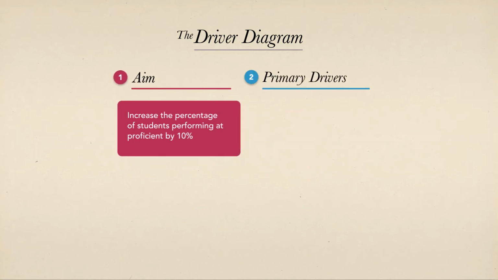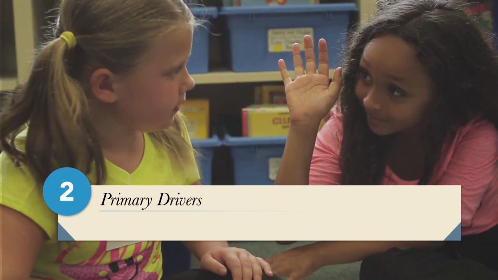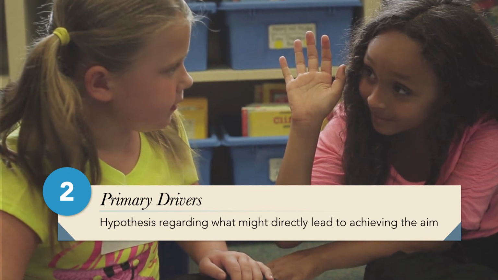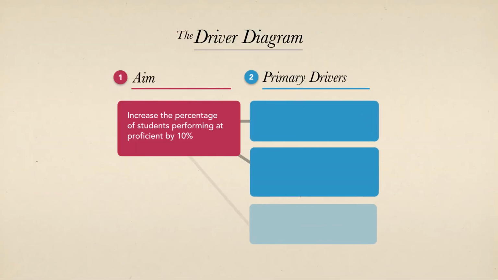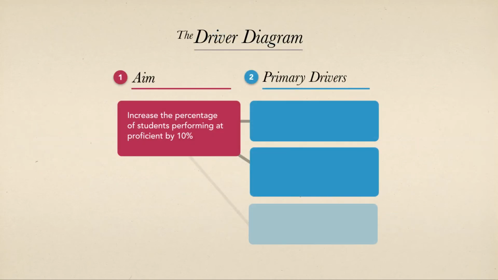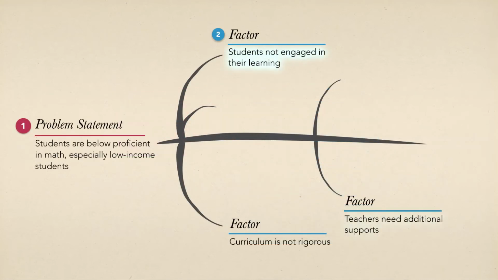Next, the team identified primary drivers. Each primary driver represents the team's hypothesis regarding what might directly lead to achieving the aim. There are often several primary drivers, which are usually derived from the factors of the fishbone diagram. The team identified increasing student engagement in math class and improving teachers' knowledge and use of best practices in math instruction as primary drivers. Both of these drivers were related to factors in their fishbone diagram.